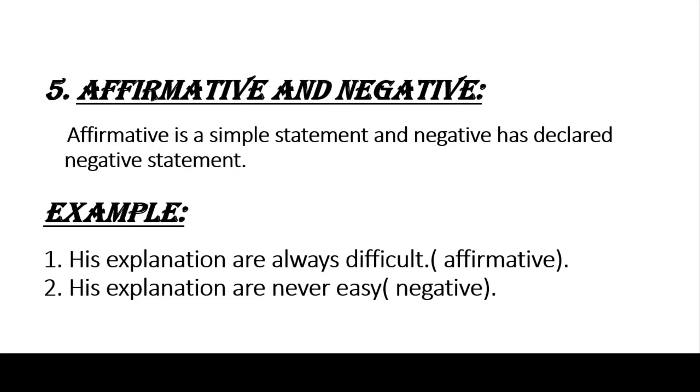Now, our fifth type of sentence is affirmative and negative. Affirmative is a simple statement and negative is a declared negative statement. For example, his explanations are always difficult. This sentence is an affirmative sentence, and the second one is, his explanations are never easy. This statement is negative because we are criticizing someone else. When we are making a simple sentence, whether it is positive or negative, these types of sentences are called affirmative and negative.